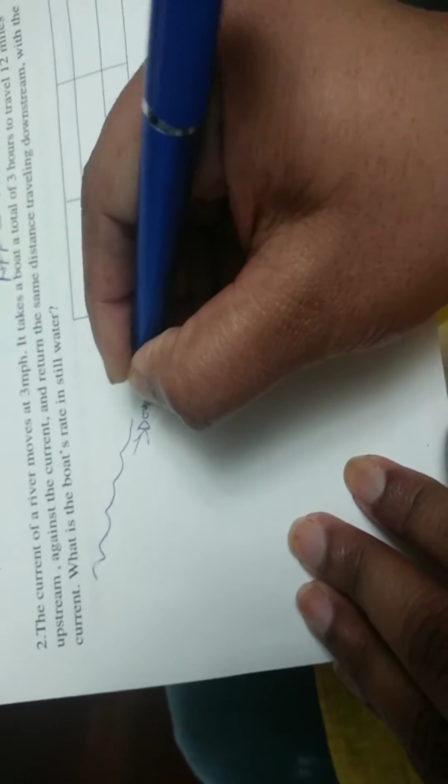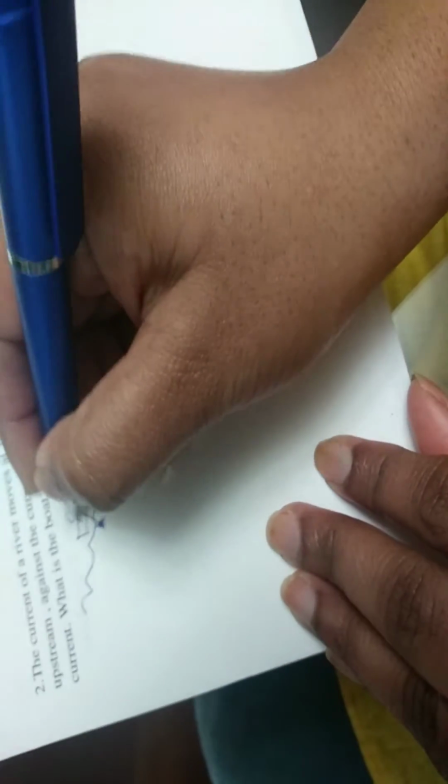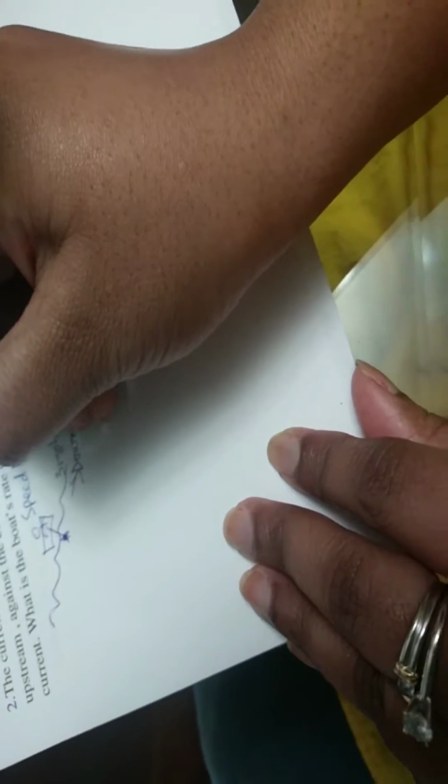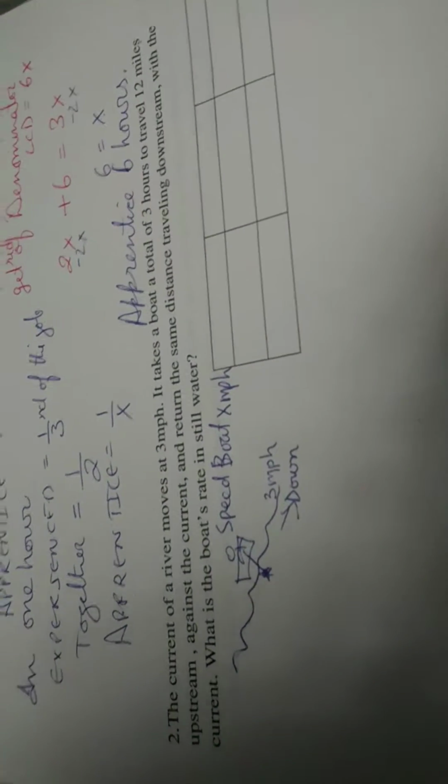So there are two things to be taken into account. The first one is there is a river which is flowing. So let's say this is downstream. And the river is flowing at 3 miles per hour. And then we have a boat which you are rowing, and we need to find the speed of the boat. Right now we don't know the speed of the boat. So let's say the speed of the boat in still water be x miles per hour.